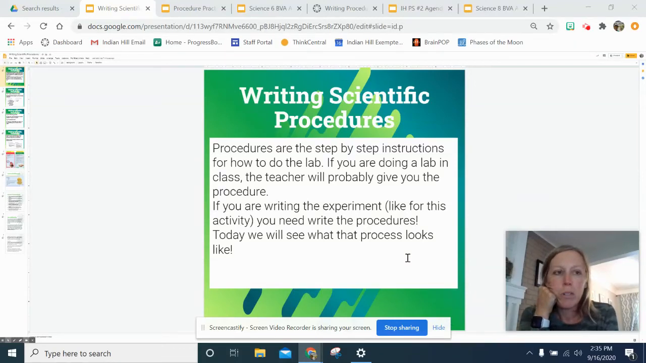Hey everyone, I just wanted to share some tips on writing procedures. So we're going to listen to some tips on writing procedures. Then you guys have an activity practicing putting procedures in the right order. And this will all prepare you for tomorrow when I'm going to ask you to write the procedures for your experiment.